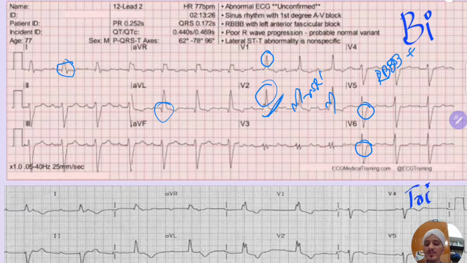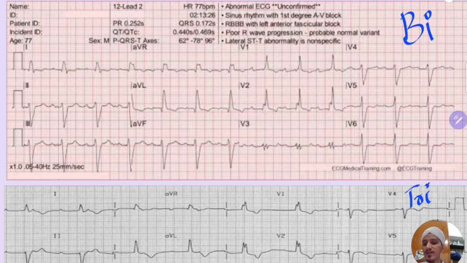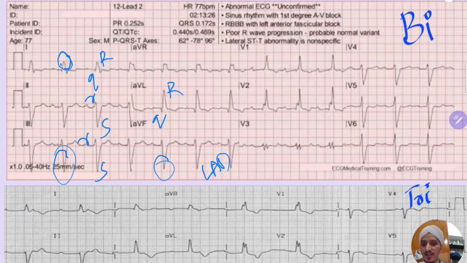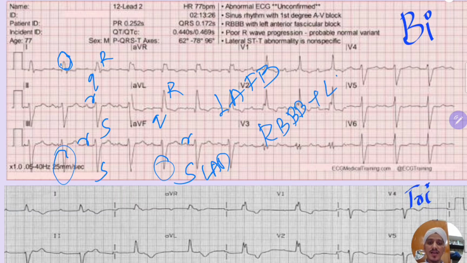For that you should see whether there is right axis deviation or left axis deviation. Here this is predominantly positive, this is predominantly negative, and this is also negative. That means left axis deviation is there. Now we should confirm whether there is an RS or QR pattern. You can see in aVL and lead 1 a QR pattern, and in 2, 3 and aVF an RS pattern. So the criteria for left anterior fascicular block is fulfilled. So it is RBBB plus LAFB, bifascicular block.